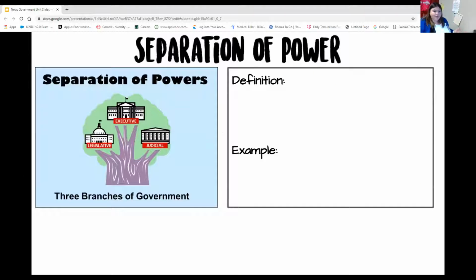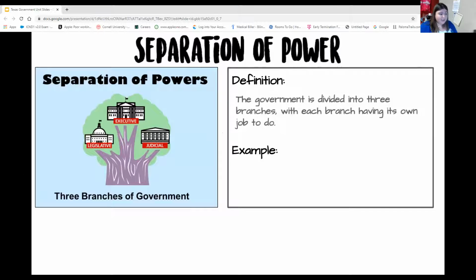So, separation of powers. In the video, we learned that separation of powers basically means one thing: to make sure that the branches of government are not together, that all the power is not in one branch. It is separated between 3 different branches. So let's go ahead and take a look. The definition states right here.